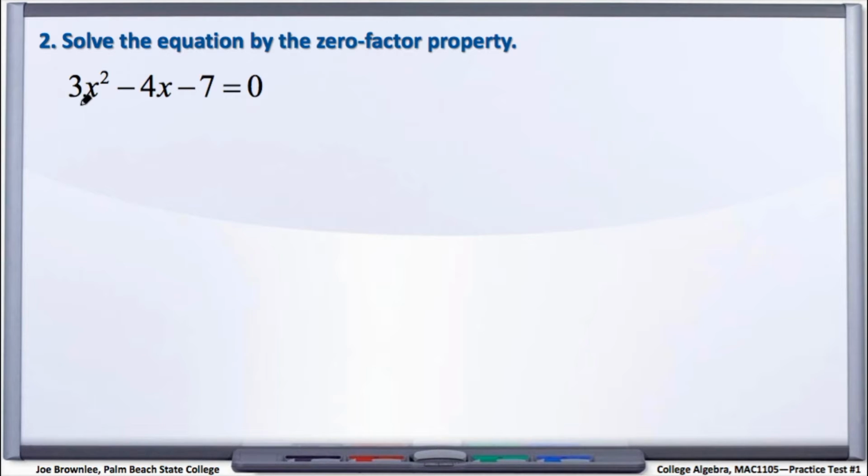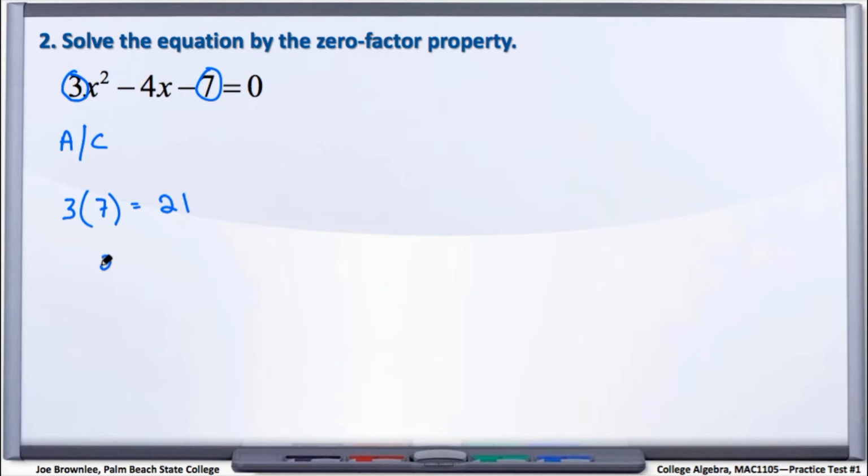So we have the quadratic equation 3x squared minus 4x minus 7 equals 0. And just like we did with question number 1, let's go ahead and factor the left-hand side of this equation. And just like before, I'm going to use the AC method. The AC method tells us to take the coefficient of our leading term, in this case 3, and multiply it by our constant, in this case 7, and that's going to give us 21.